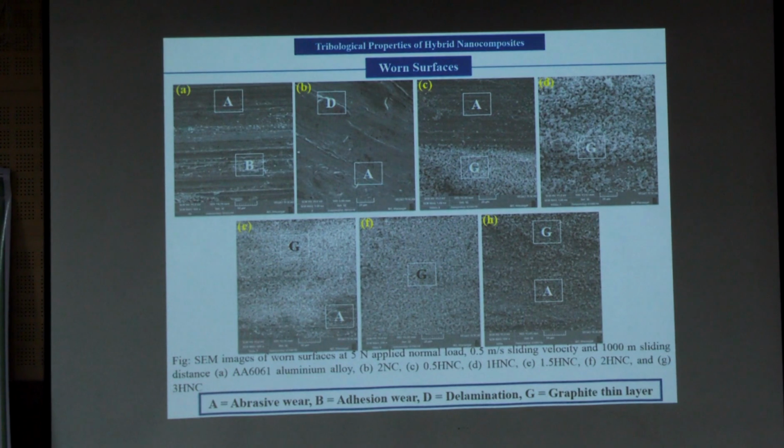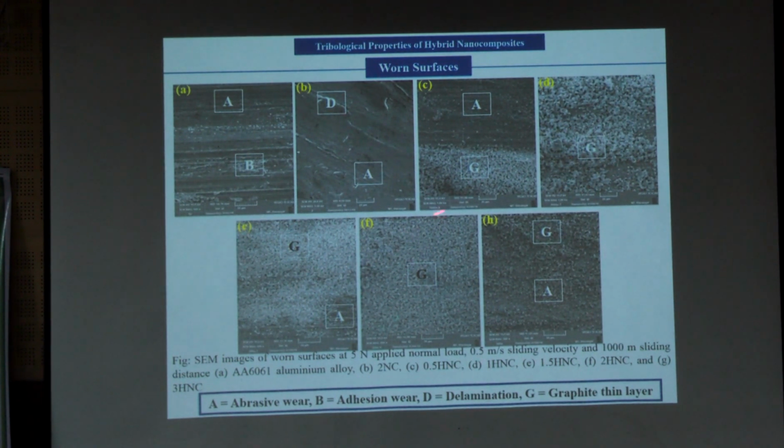Now these are the worn surfaces in the SEM. If you observe the worn surfaces, you can understand the nature of this one. Here the surface is rough, and here also it is. Here a little bit of uniform wear is there, and here again the wear is increasing. That's why the surface is more rough. Here also more rough, here also more rough.